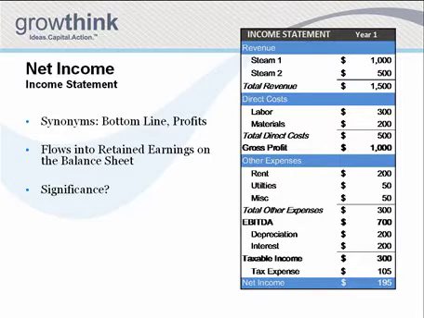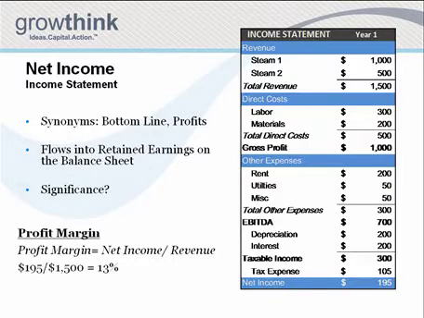This is another example of why EBITDA is commonly preferred as a business benchmark, because it comes before things like depreciation and amortization. That's why this information is really important. So once again, our profit in this scenario is $195, and a final ratio that people like to see is, what is your profit margin? And this is net income divided by revenue.